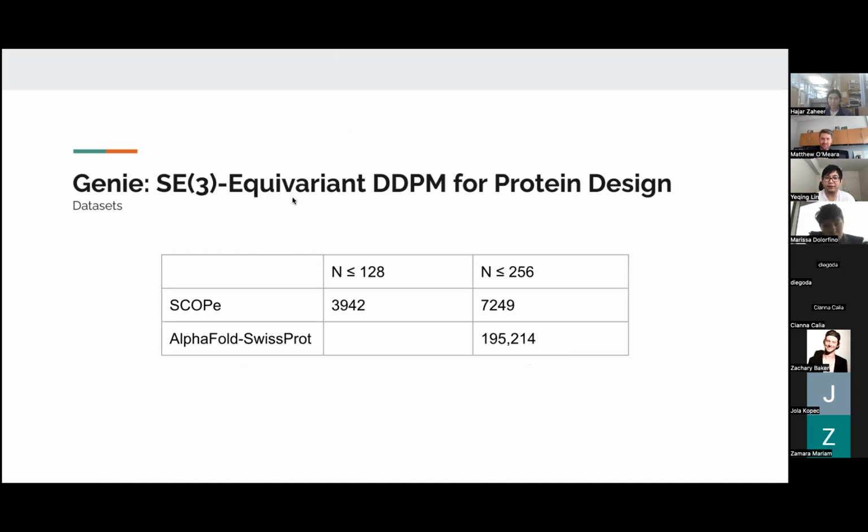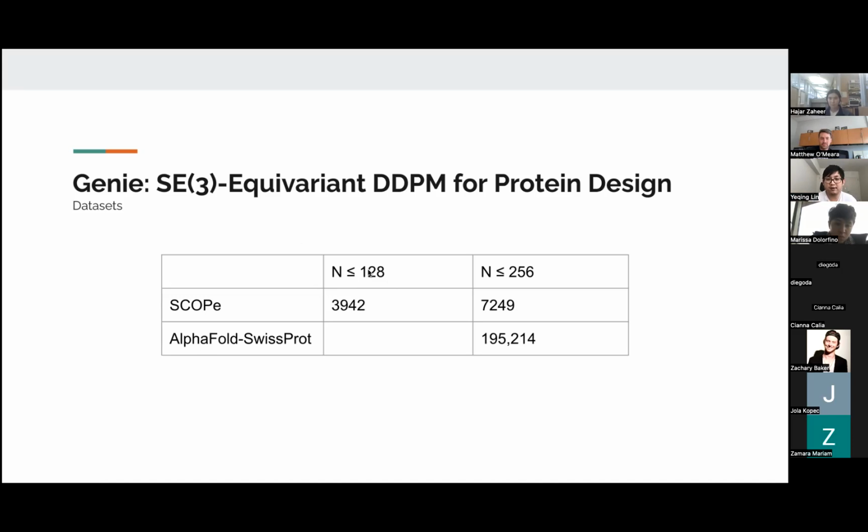And lastly, let me see. Yeah, so the dataset part. For the training dataset, we use two datasets for training. The first one, which is the original version of Genie, is trained on the SCOPe dataset, which is protein domains with classifications, capped at a maximum sequence residue length of 128, because that's previously how much we could fit on the GPU, but we expanded later.